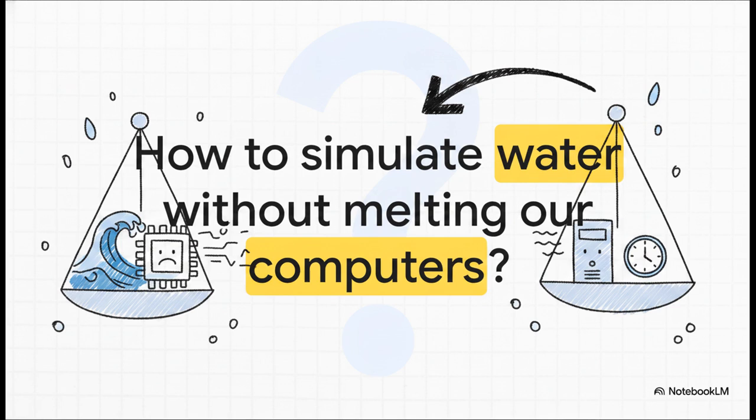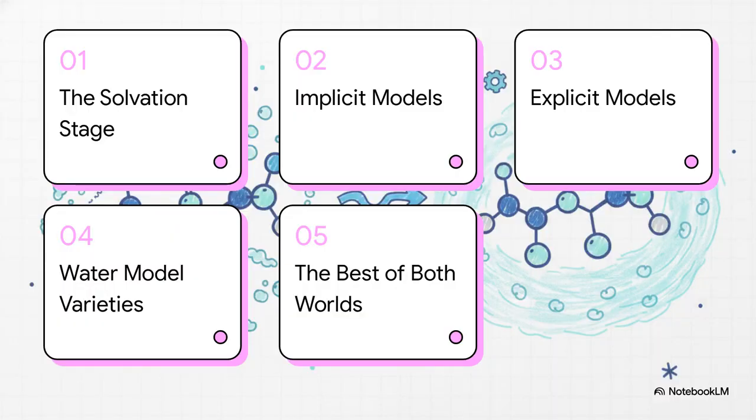It's this incredibly delicate balancing act. You want high-definition physical accuracy, sure, but you also need to keep your rendering times, your computational tractability, from totally spiraling out of control. To find out how the experts actually pull this off, we're going to run through 5 main acts. We'll set the solvation stage, check out implicit models as our backdrop, explicit models as our extras, run a casting call for water, and finally, look at how we can get the best of both worlds.